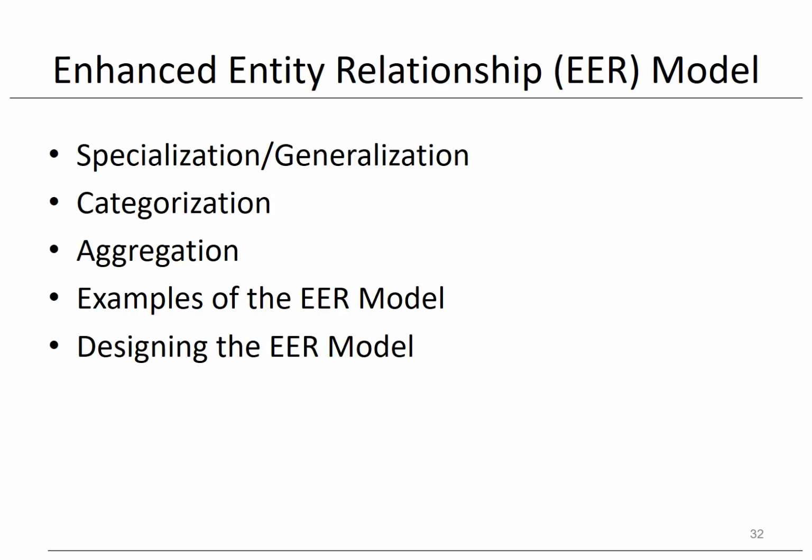The Enhanced Entity Relationship Model, or EER model, is an extension of the ER model. It includes all the modeling concepts, entity types, attribute types, relationship types, of the ER model, as well as 3 new additional semantic data modeling concepts: specialization, generalization, categorization, and aggregation. We discuss these in more detail in what follows. We also provide examples of ER models and review the steps to design an ER model.